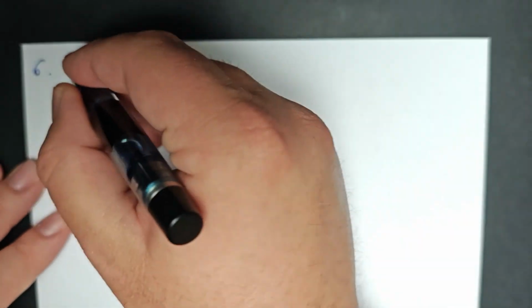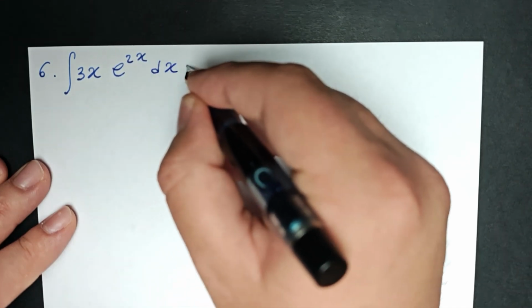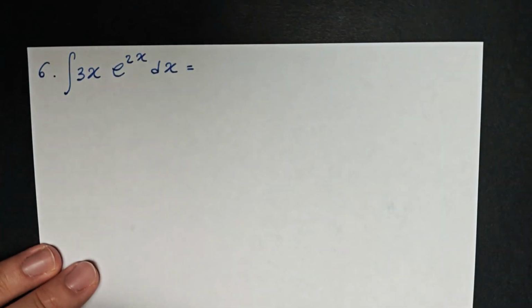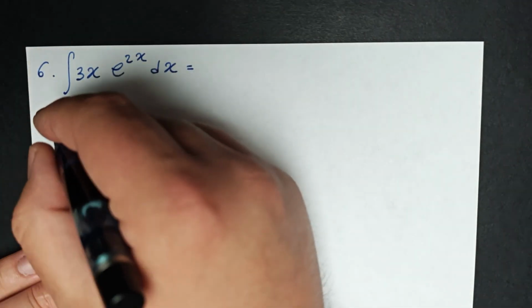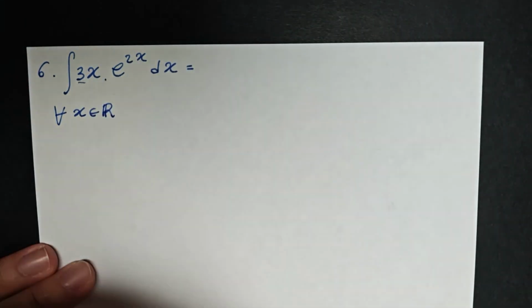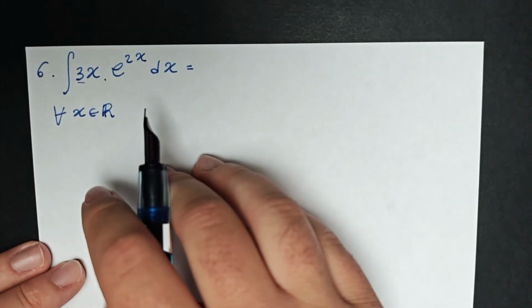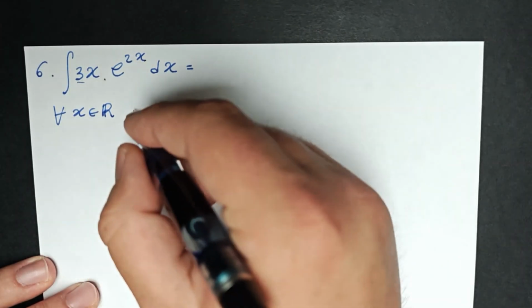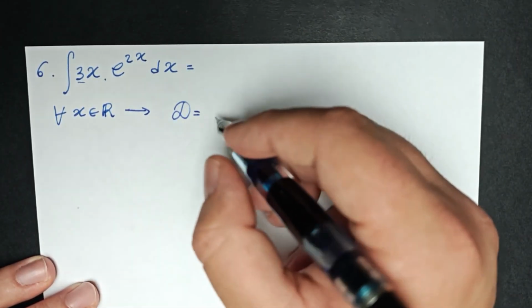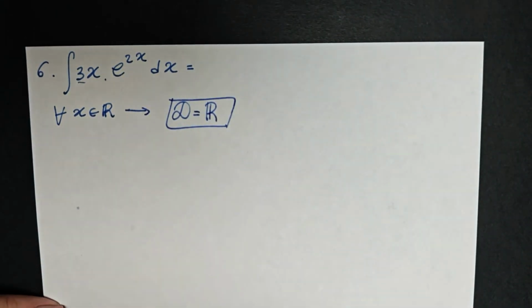Let's solve integral number 6 on our list: the integral of 3x e to the power 2x dx. Again, this integral is well defined for all x's which are real numbers, as 3x is linear, that is defined for all real numbers, and e to the power of 2x, there are no problems in the area in which that is defined. So the area in which this integral is defined is the set of all real numbers.